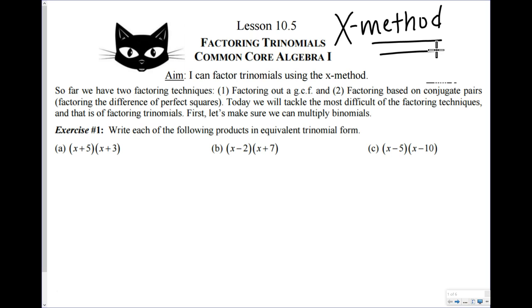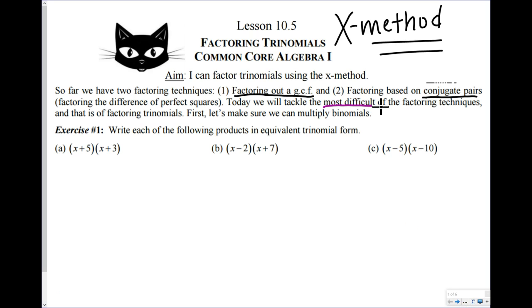So far in this unit, we have two factoring techniques. The first one is factoring out the GCF, where we find out what they all have in common, circle it, etc., and then put them together. The second one we just learned in the last unit was factoring based on conjugate pairs, where if it's the same number plus and minus, we easily can break that into two factors. Today we're going to tackle the most difficult factoring method.